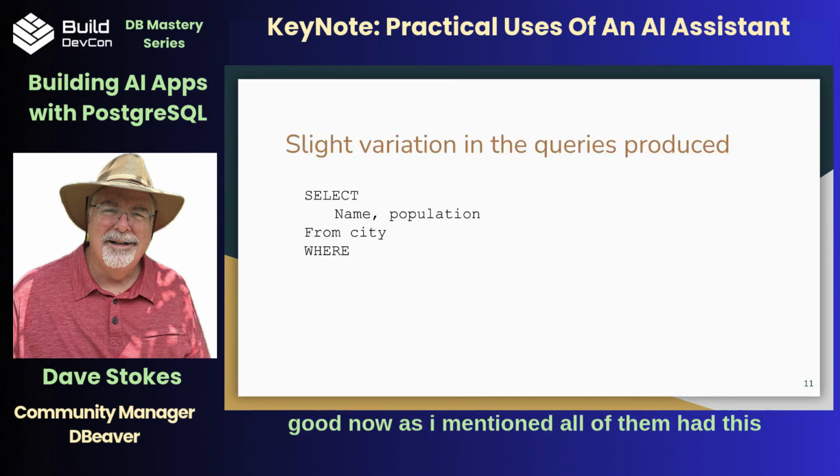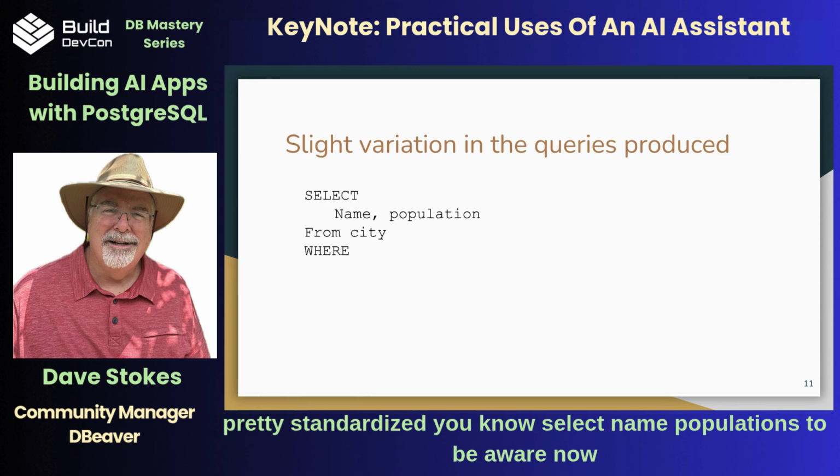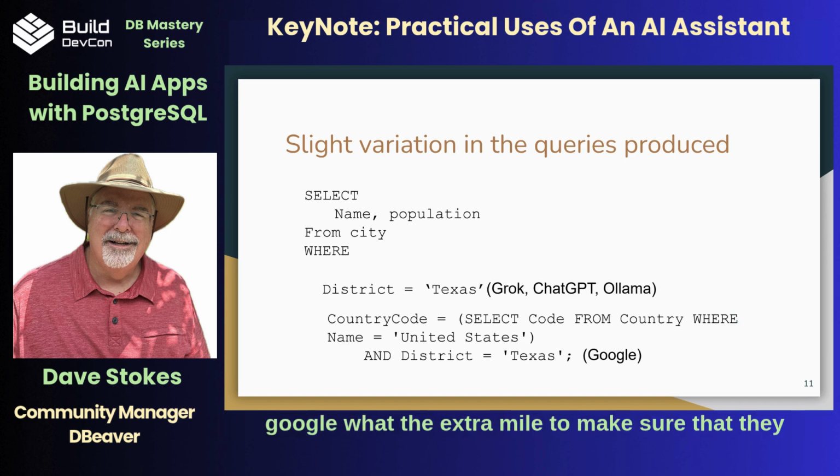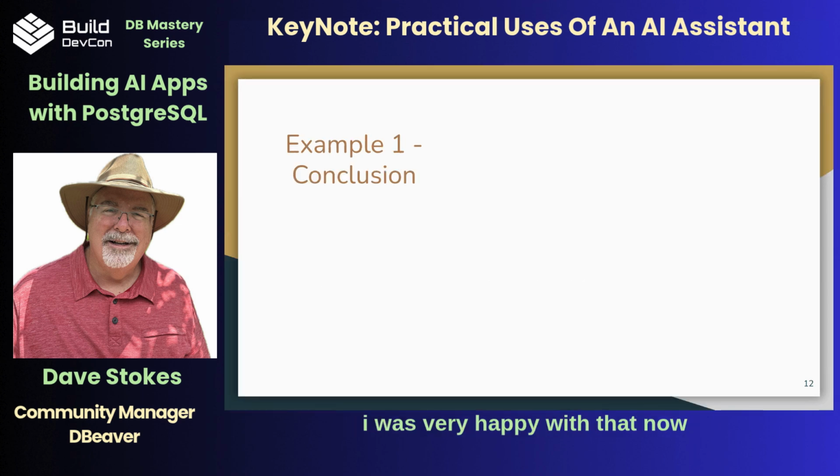Now, as I mentioned, all of them had this part of the core of the query pretty standardized. Select name, population, city, where. Now, Grok, ChatGPT, and Ollama both had district equals Texas. Google went the extra mile to make sure that they were all from the United States and not from some other Texas. But overall, I thought this was good. I was very happy with that.